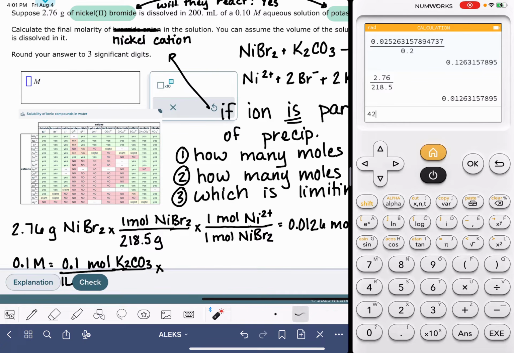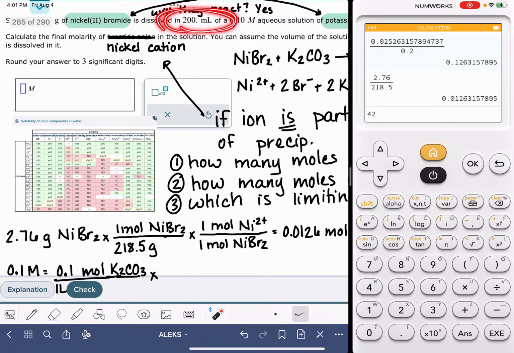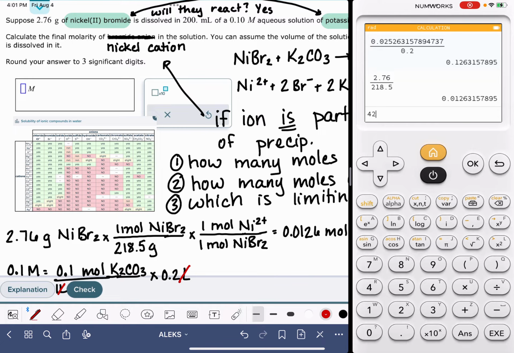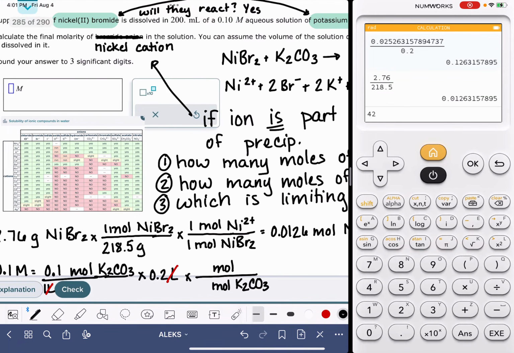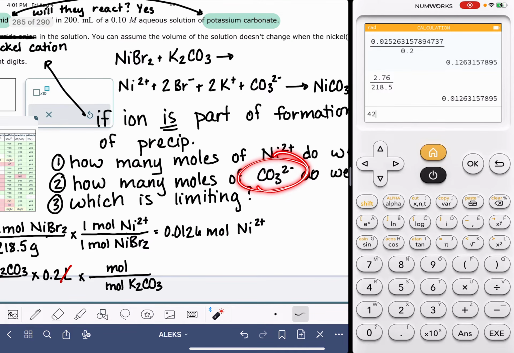I'm going to multiply by my volume in liters. So I'm going to multiply by 0.2 liters. And that's going to give me moles of K2CO3. And then I'm going to convert that from moles of K2CO3 into moles of, what are we trying to figure out? Moles of carbonate.